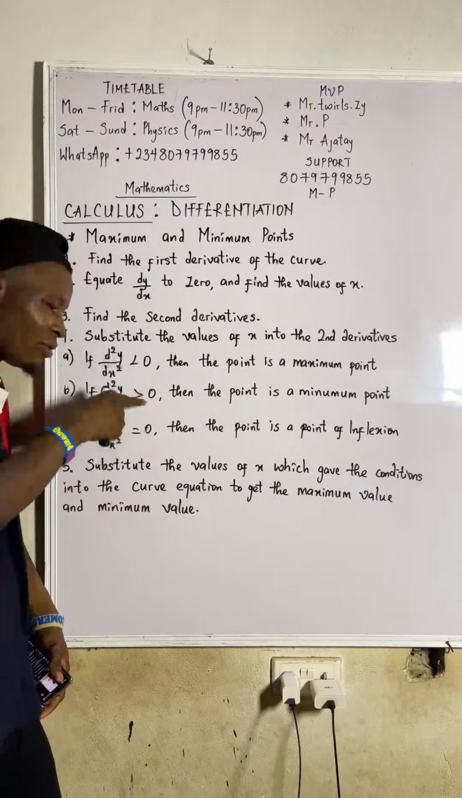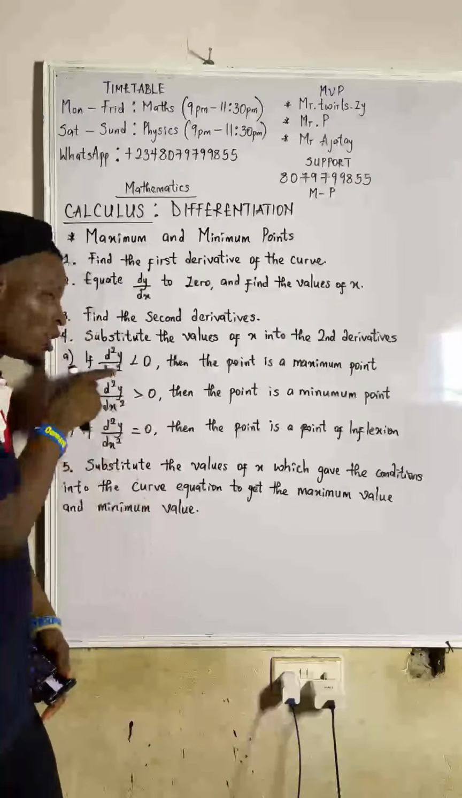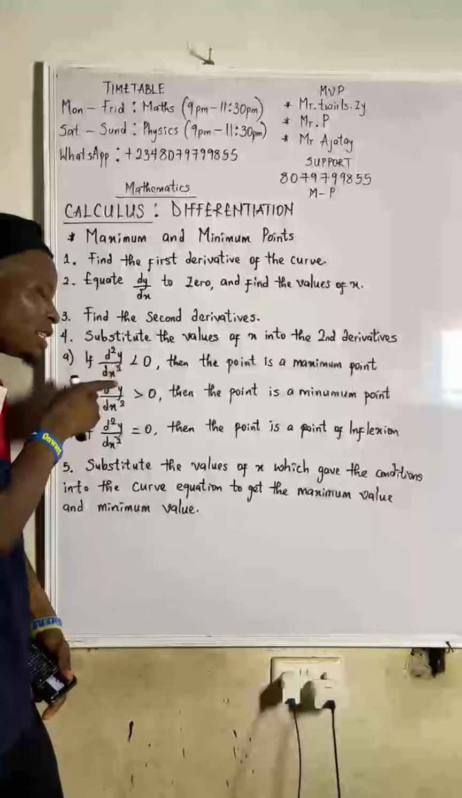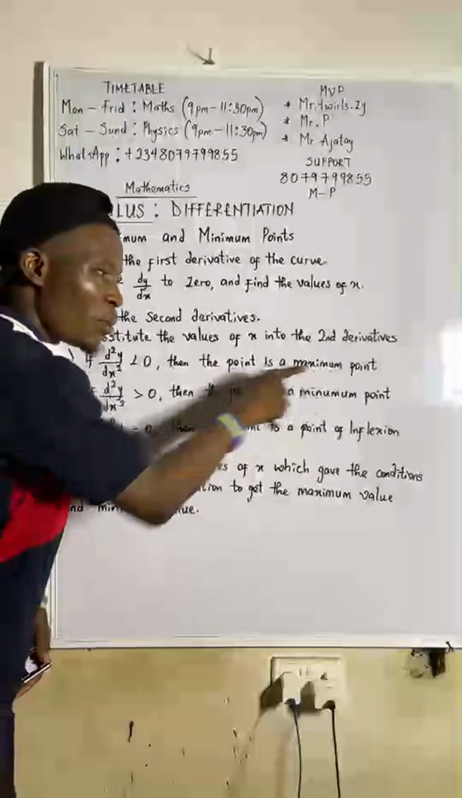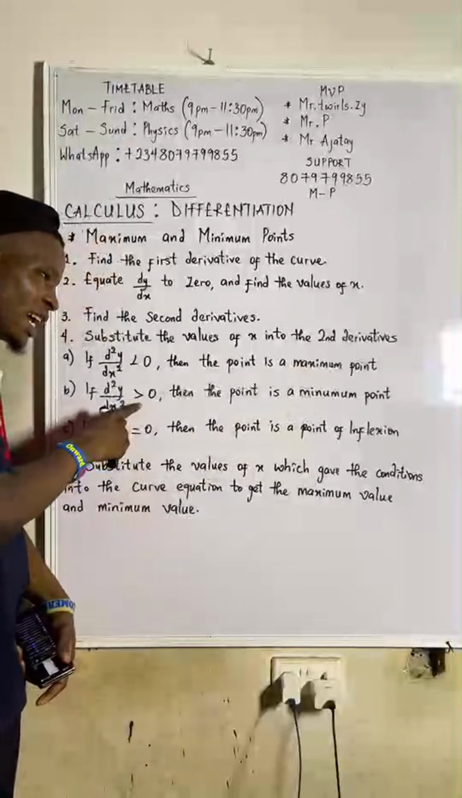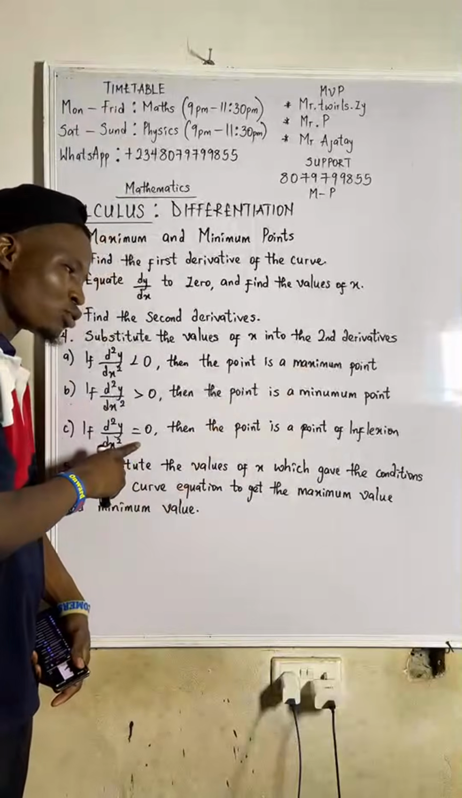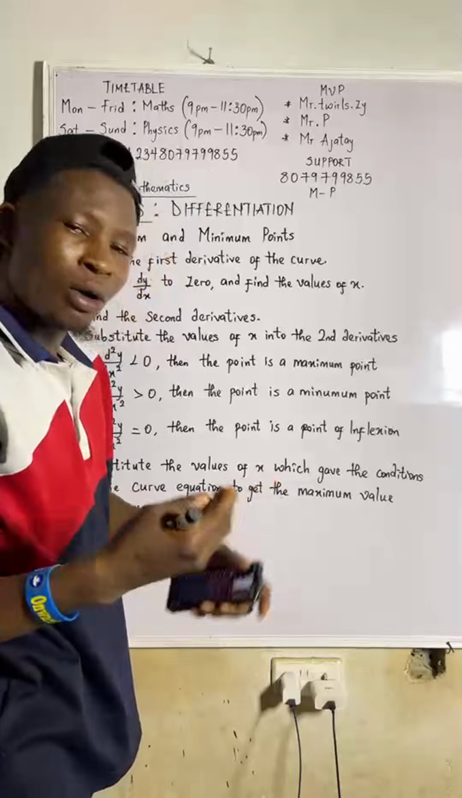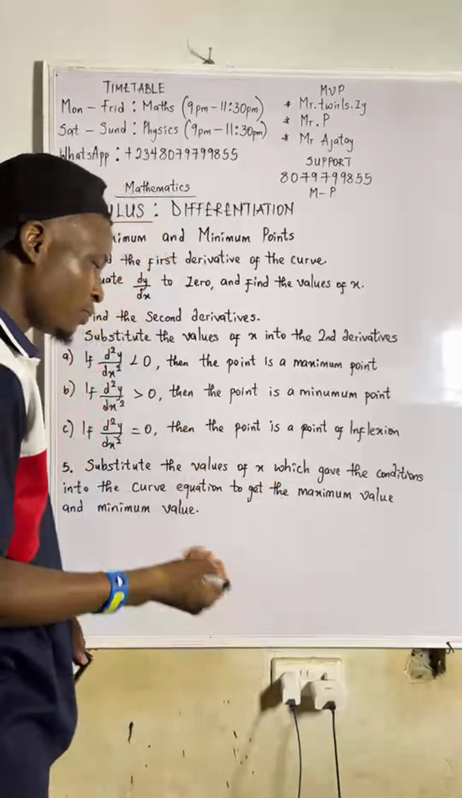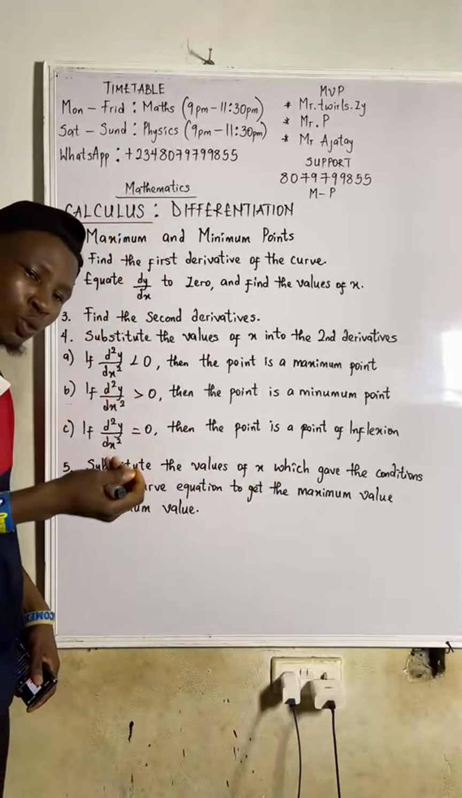These things I'm giving here are a question on their own. If they ask you if d²y/dx² is less than 0, what is that point? You should know it is the maximum point. If it is greater than 0, you should know it is the minimum point. If it is equal to 0, you should know it is the point of inflection, or you can call it the stationary point. So this part you are seeing here is also a question.